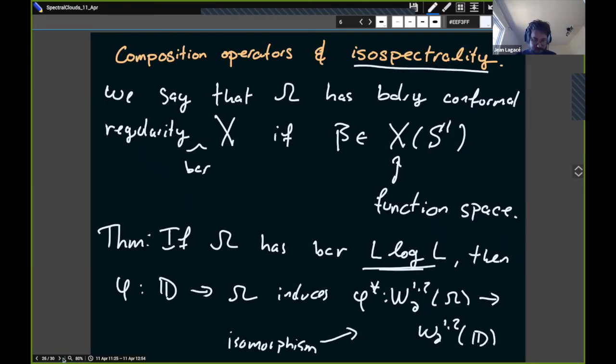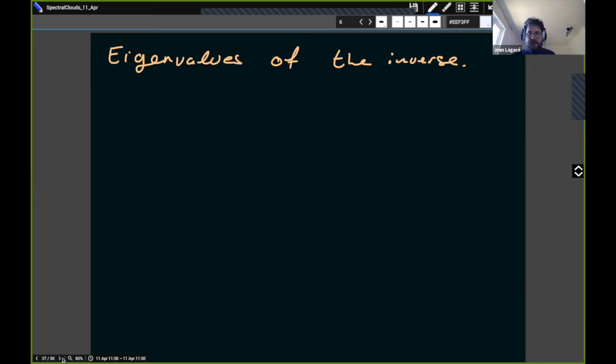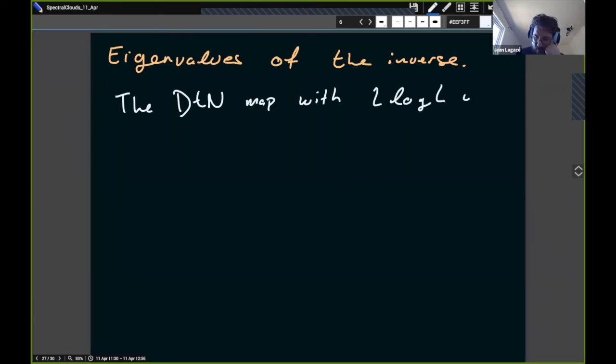And now that we have isospectrality, we need to study this weighted problem on the disk, but we still have the same problem that this is not smooth. Beta is not even differentiable once. So we can't use the pseudo-differential techniques at that point. The idea will be to look at the eigenvalues of the inverse. The Dirichlet-Neumann map with L log L weight has compact resolvent.